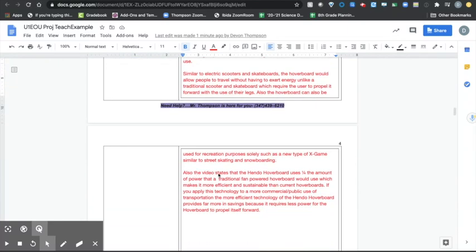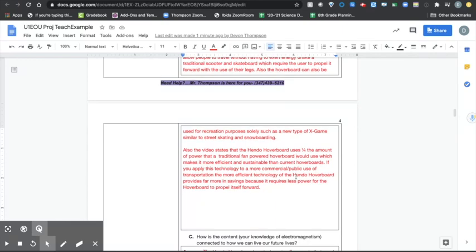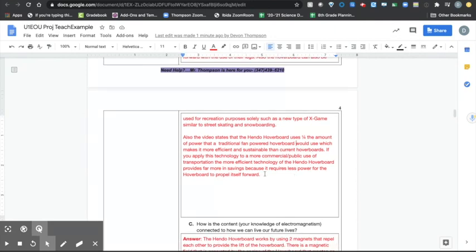Like I said right here, as the video states, the Hendo hoverboard uses a quarter the amount of the power of the traditional fan-powered hoverboard, and that is one of the ways that it impacts the earth because it's using less power. It's more sustainable. And in terms of cost effective, it's a lot cheaper to power the Hendo hoverboard system, to use that system rather than an air propelled system.